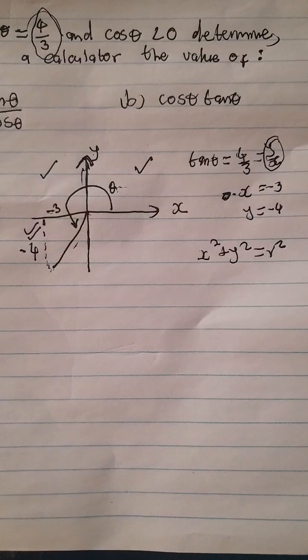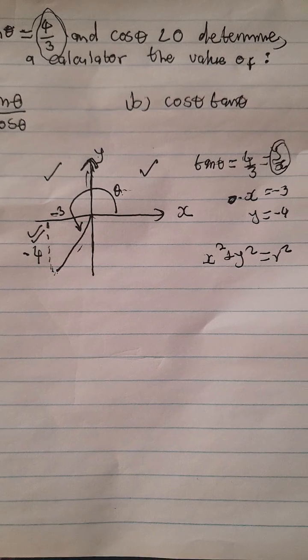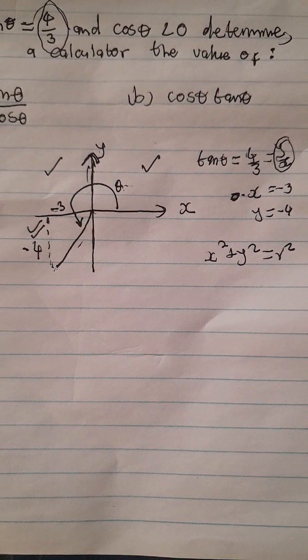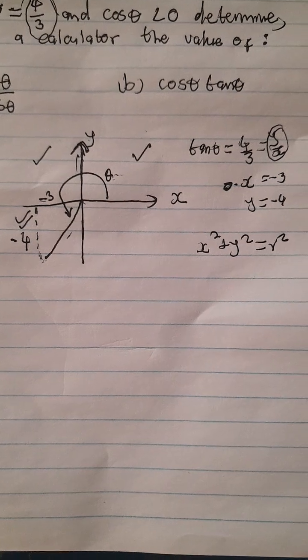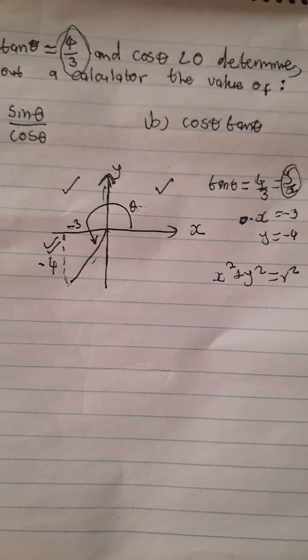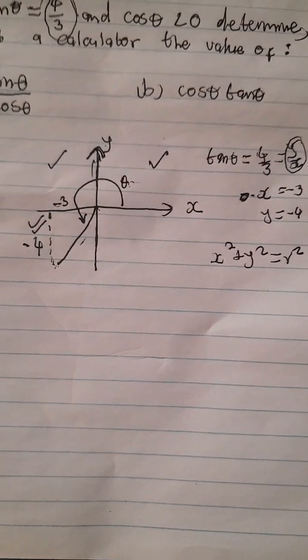So this is how you determine where your diagram will be. Check the given trigonometric ratio where it is positive. Check the x values and y values. That will also help you. Check where the terminal arm will be.